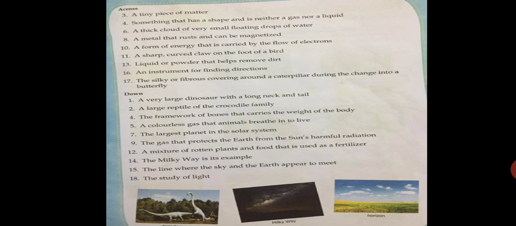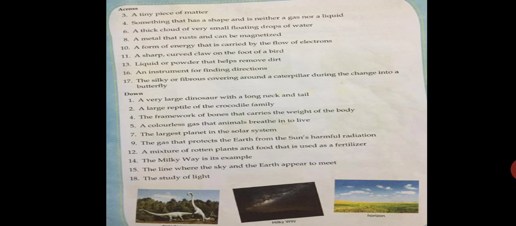Next, number 8, horizontal. A metal that rusts and can be magnetized. What is that metal? The name of the metal is iron. That metal rusts as well as can be magnetized.